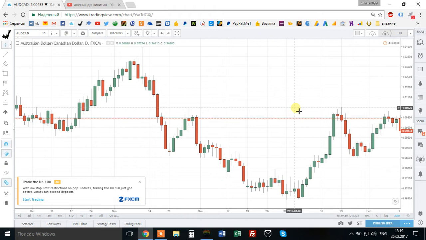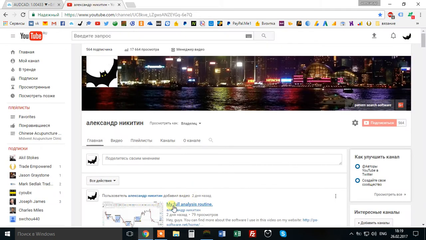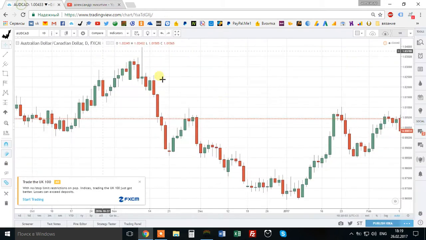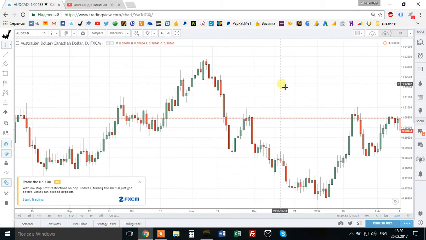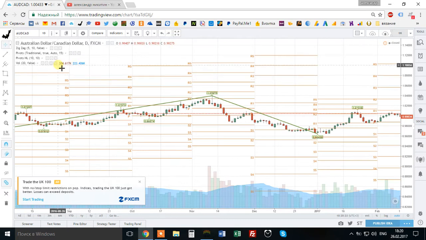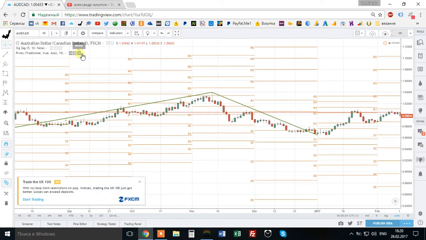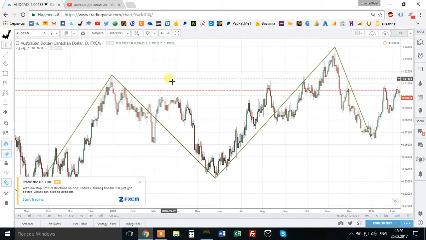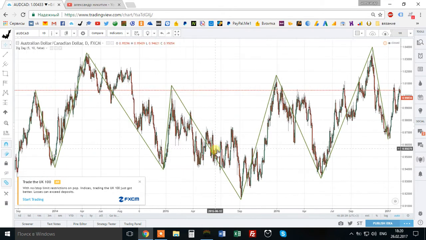Recently I have recorded a video about my own swing identification technique. It was called my full analysis routine. So I explained my full ACS based swing identification technique, and today I will show you some other swing identification techniques. Okay, the first one is using the zigzag. Zigzag Indicator is one of those embedded indicators of MetaTrader, of NinjaTrader. You can find that Zigzag Indicator.